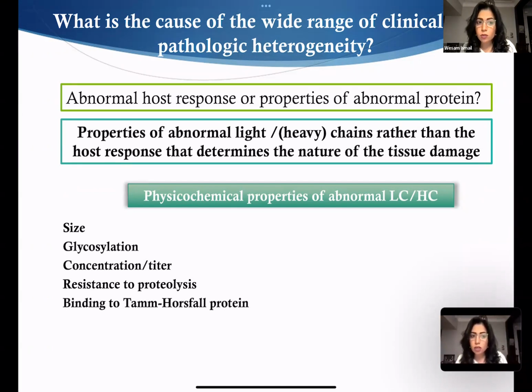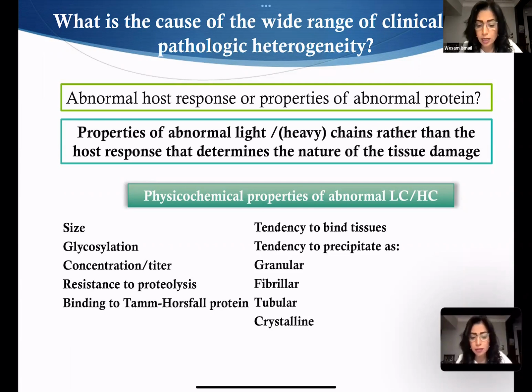So the question is always whether this is an individual host response to these light chains, or is it the properties of these abnormal proteins? It is actually the properties of these abnormal light or heavy chains rather than the host response that determines the nature of the tissue damage. These physicochemical properties of these abnormal light chains or heavy chains could be related to size, their glycosylation, concentration, resistance to proteolysis, binding to Tamm-Horsfall protein. Next, Ahmed, please.